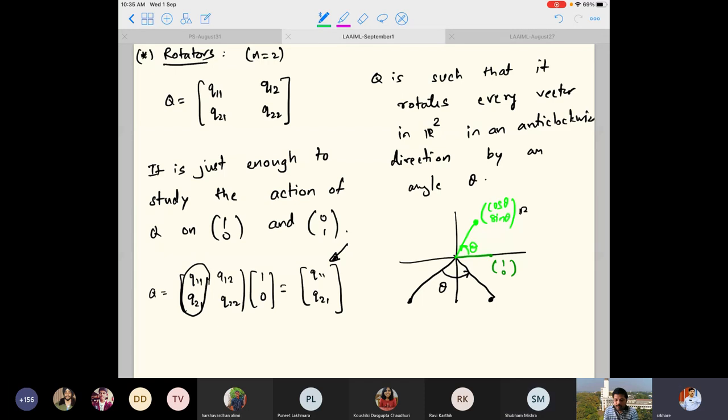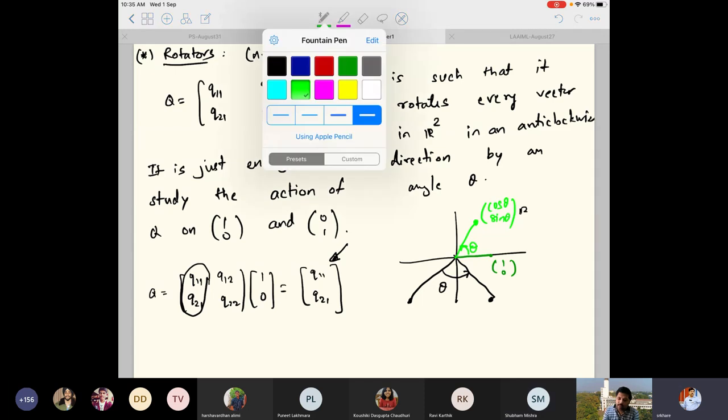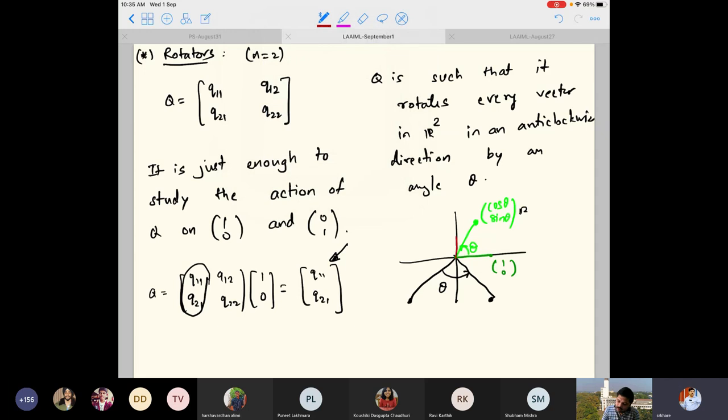So when you apply this matrix Q on (1, 0), what do you get? Cos theta and sin theta. Similarly, this is the vector that I have, which is (0, 1), right? So when you apply it to (0, 1), you are going to take an anti-clockwise rotation of angle theta. Suppose that takes you here. What are the coordinates here now? Minus sin theta and cos theta. Correct. So this is what is really going to happen.